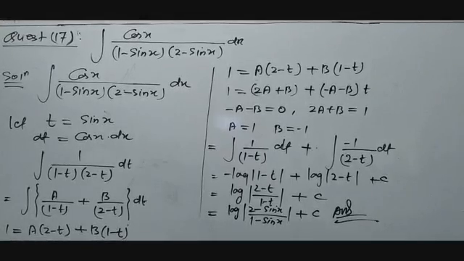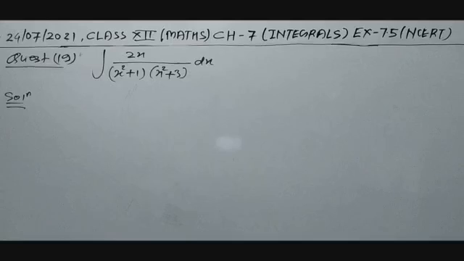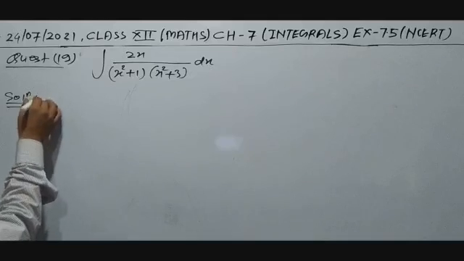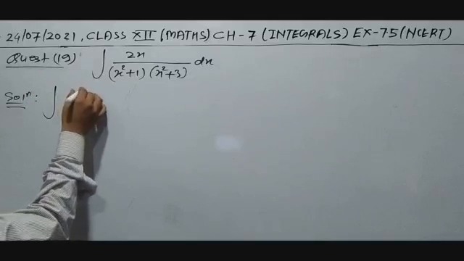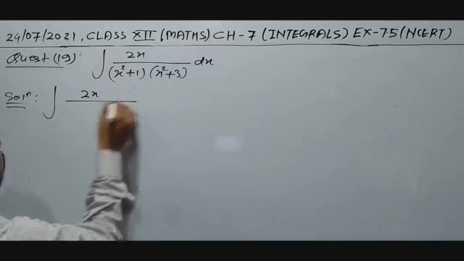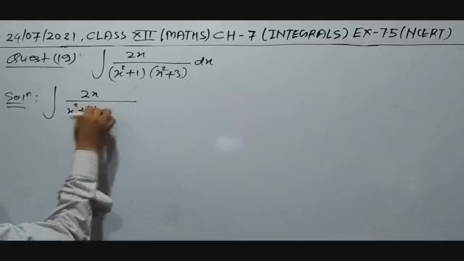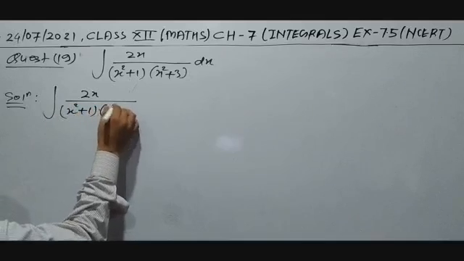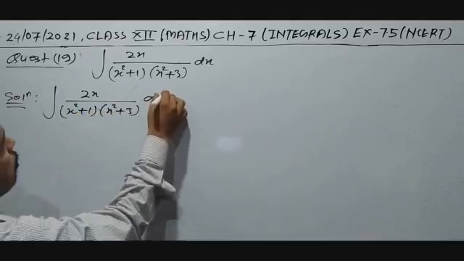Now come to question number 19. Question number 19 is the integration of 2x whole upon (x square plus 1) into (x square plus 3). This is question number 19. So now see, first of all write the expression which function I have to integrate: 2x whole upon (x square plus 1) times (x square plus 3) dx.